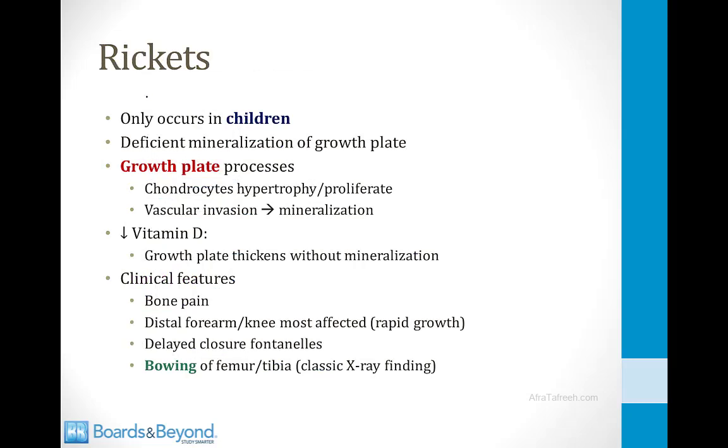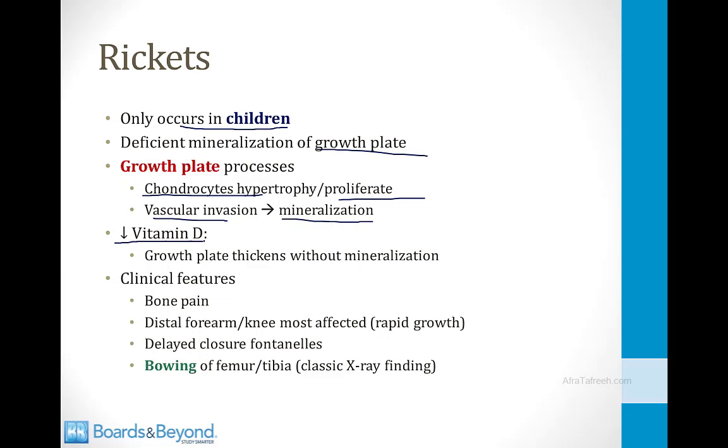Rickets is a clinical syndrome that occurs in vitamin D deficiency only in children, and the reason it only occurs in children is because it involves deficient mineralization of the growth plate. And as you may know, only children have growth plates in their bones. There are a number of processes going on in children at the growth plate. Chondrocytes are hypertrophying and proliferating, and then vascular invasion is occurring, and these new blood vessels bring in calcium and phosphate, and that leads to mineralization.